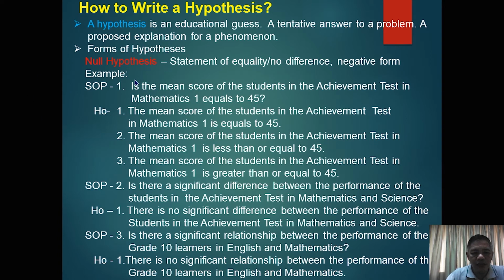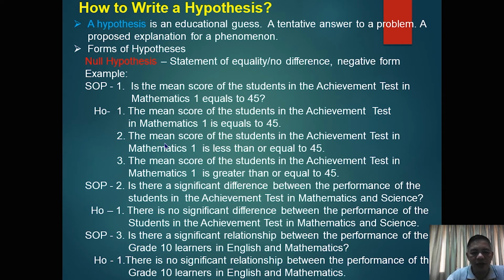In SOP number 1, when it comes to the writing of the null hypothesis, the "is" was transferred in between mathematics 1 and equals to 45. So it is here now. Then you capitalize letter T, then it is read now as: the mean score of the students in the achievement test in mathematics 1 is equal to 45.